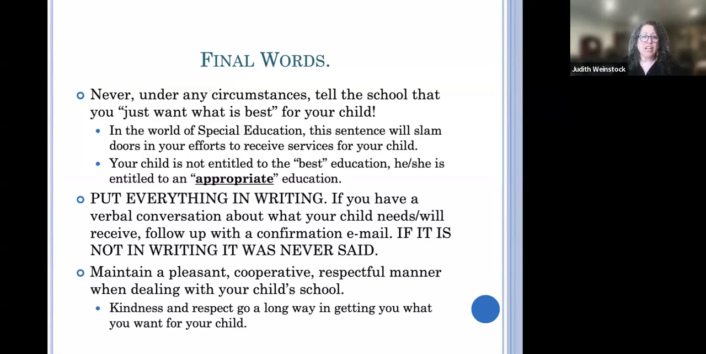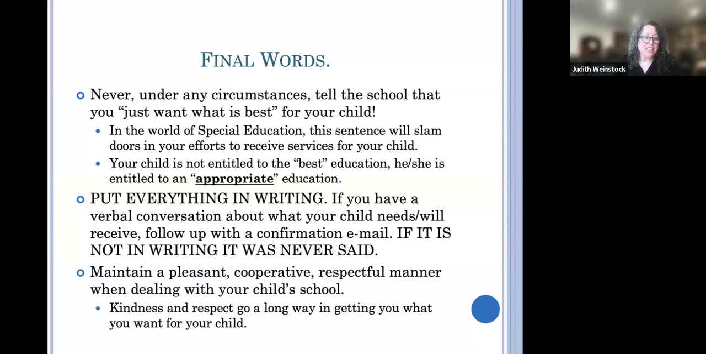If it's not in writing, it disappears. It just never happens. So any information that is not in writing doesn't exist and won't be helpful. If you don't have it in writing, it's very difficult. So really try to document everything.